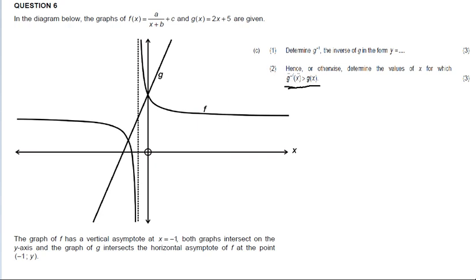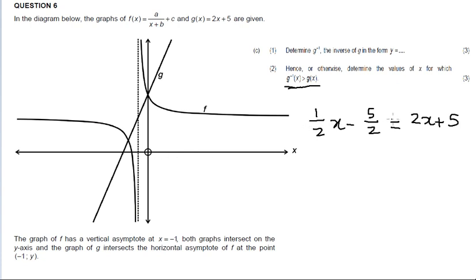And if you recall, the equation of g inverse was a half x minus 5 over 2. We equate this to the equation of g of x, which is 2x plus 5. And if I solve this equation, I'll be able to get the point of intersection between g and g inverse.